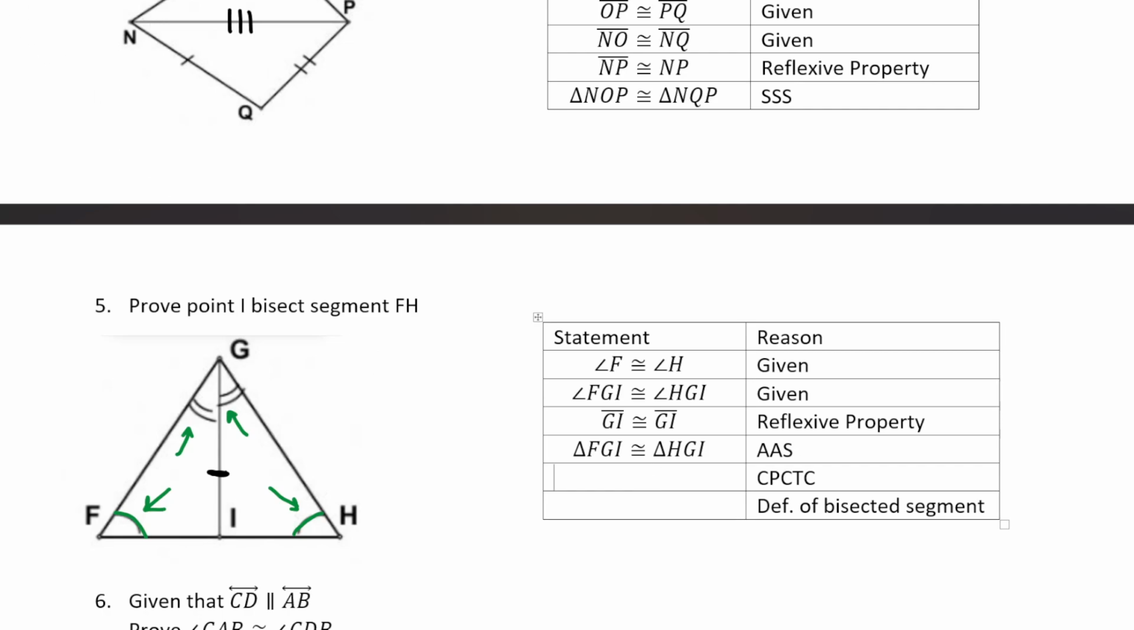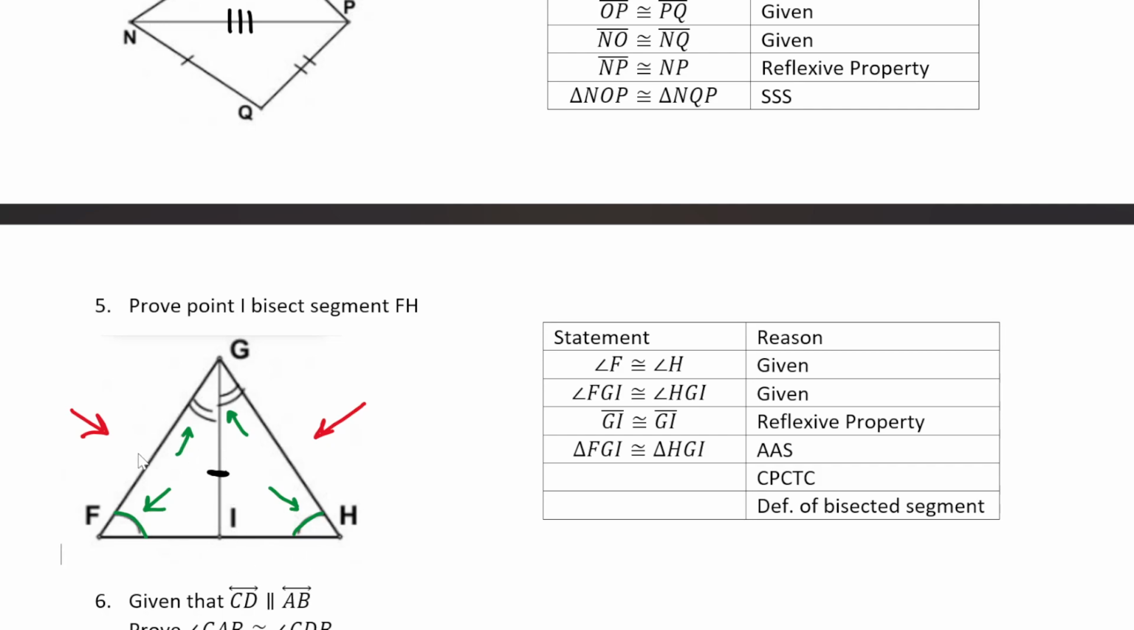Now, because both triangles are the same, that means that the corresponding parts will be the same. Corresponding parts would be like this segment right here and this segment right here. They have to be the same because they are corresponding parts. That means that these two sides will be the same, even if they're not marked. Because I've proven that the triangles are congruent, then the corresponding parts will also be congruent. That is what we call CPCTC. Corresponding parts of congruent triangles are congruent.